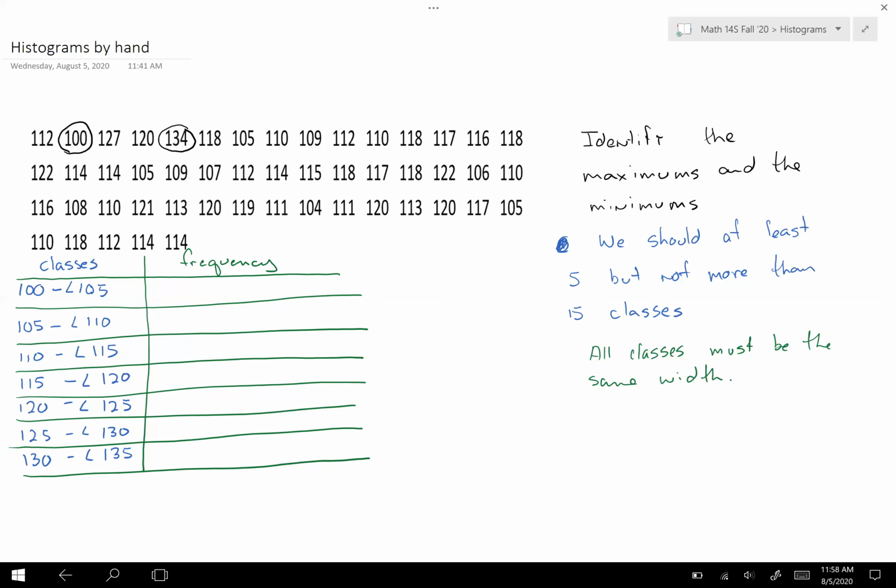Now, if you get 105, it goes into the second row. If you get 110, it goes into the third row, and so on. It's everything up to, but not including, the number on the right. So let's start with the 112. 112 goes here. I'm going to make a tally mark. 100 goes here. I'll make a tally mark. 127 down here. 120 right there. Okay, that's one that lands on that boundary. Notice that 120 goes into the lower part.